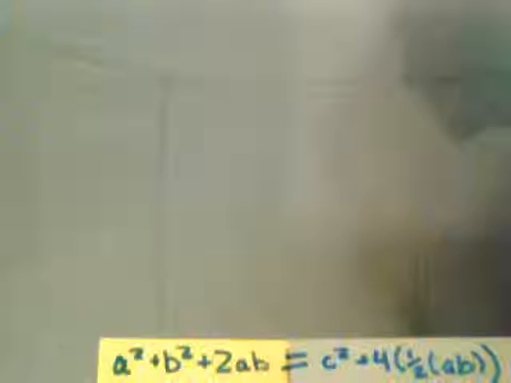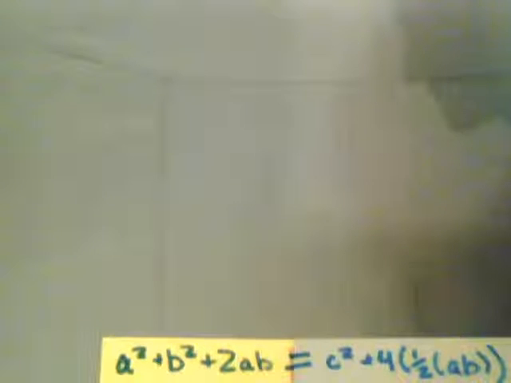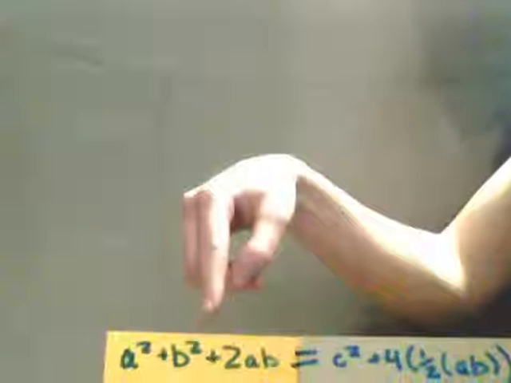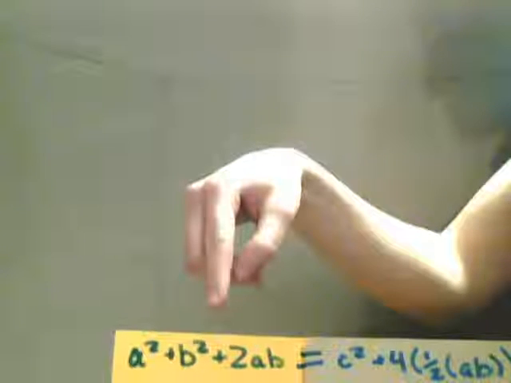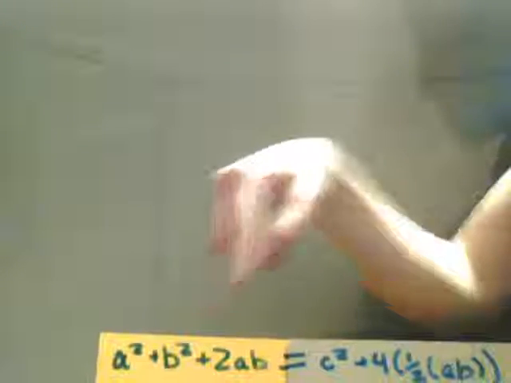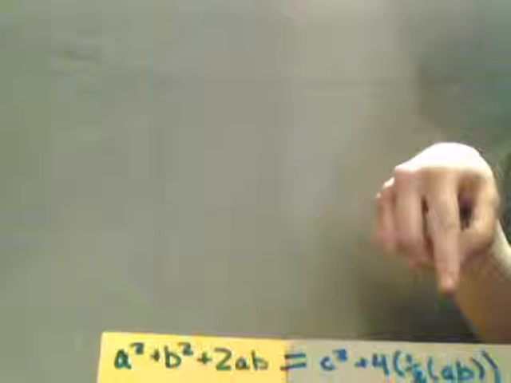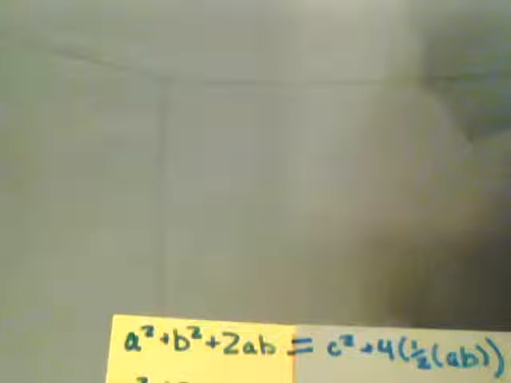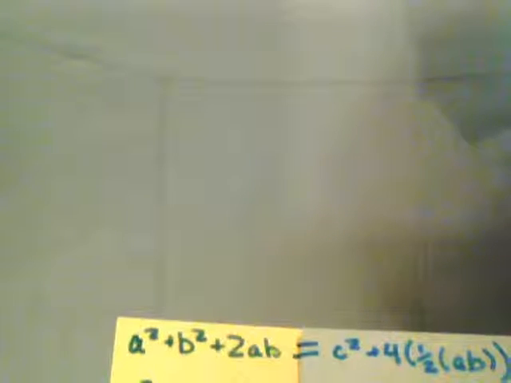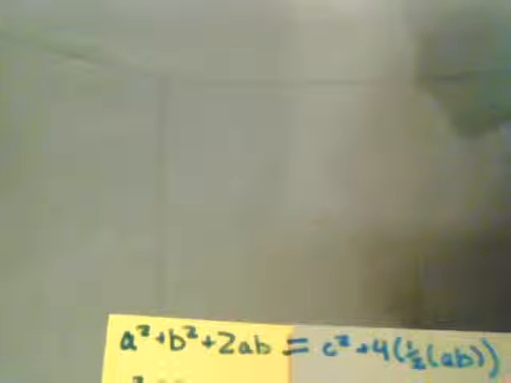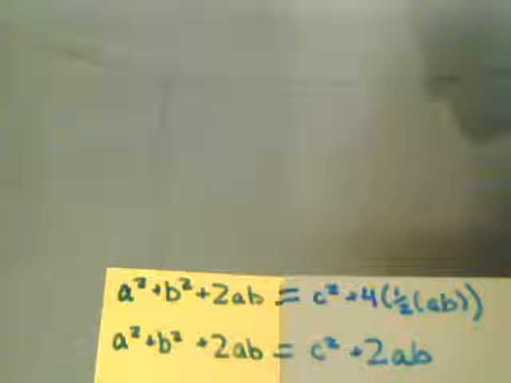Now let's explain using algebra the processes that we just went through. For our yellow square, we had said that this was equal to a squared plus b squared plus 2ab. For our brown square, we said that this was c squared plus 4 times the quantity 1/2 times the quantity ab. Now we can simplify the 4 times 1/2 ab. We'll end up with an equation that looks like this.